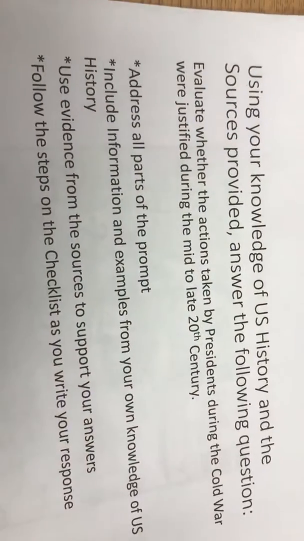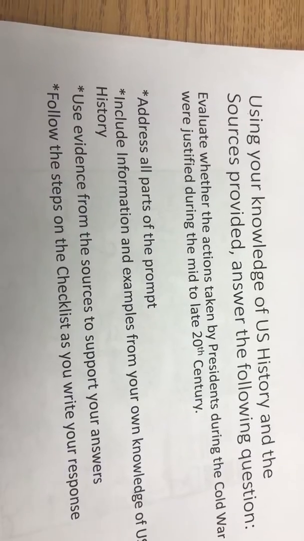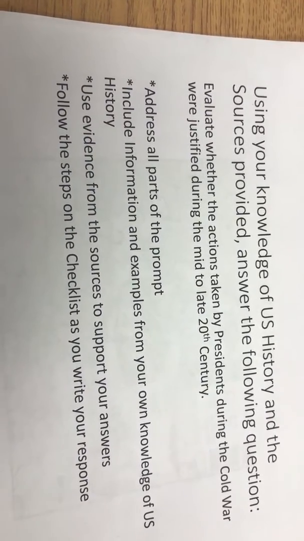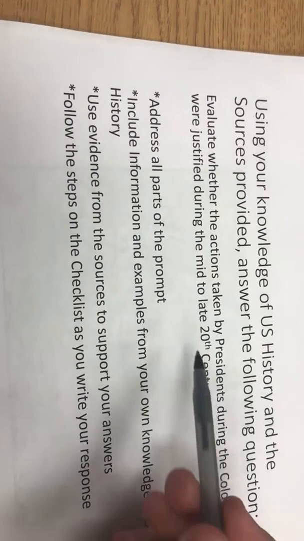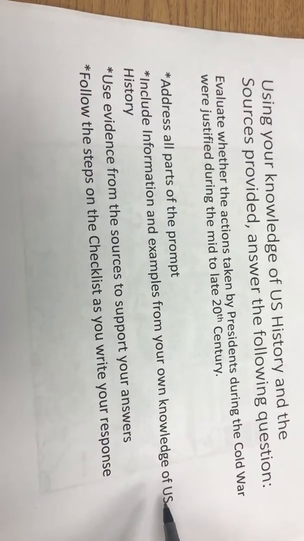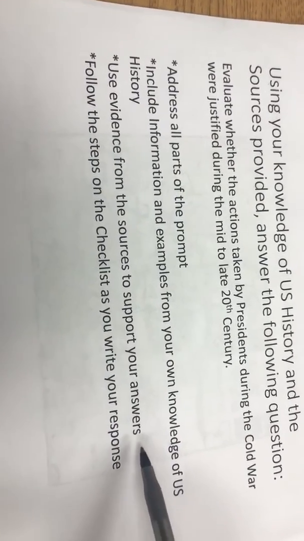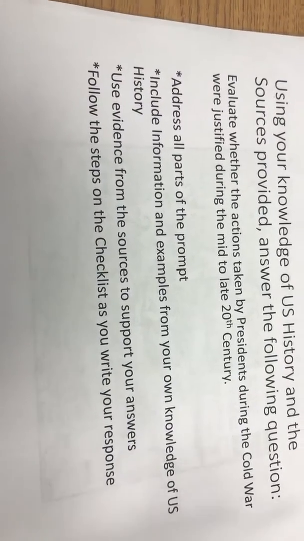So what I did was I made a question. I made some sources, and I'm going to show you what you should do tomorrow on the test. So if you would, pay attention. Here we go. So here's our question. It says, using your knowledge of U.S. history and the sources provided, answer the following question. Evaluate whether the actions taken by presidents during the Cold War were justified during the mid to late 19th century. And to get all the points, you must address all parts of the prompt, include information and examples from your own knowledge of U.S. history, use evidence from the sources to support your answer, and follow the steps on the checklist as you write your response.